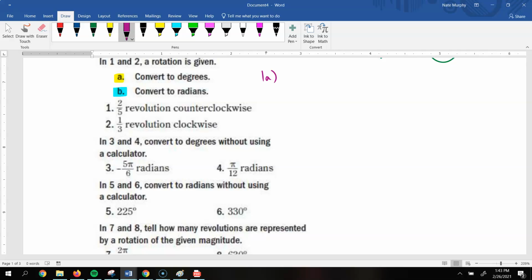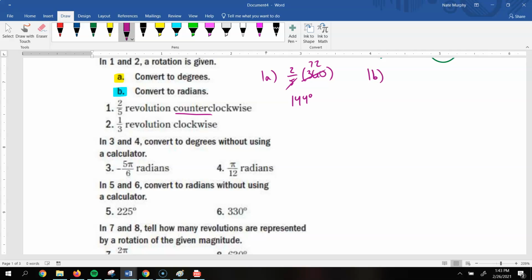To convert that to degrees, the key here is it's counterclockwise. Remember, counterclockwise is when it's going to be positive. So I'm going to take 2/5 times a positive 360 degrees. Well, 360 is divisible by 5, so we can reduce that. That's going to be 72. Now I take 72 times 2 and I get 144. So for 1A, that would be 144 degrees.